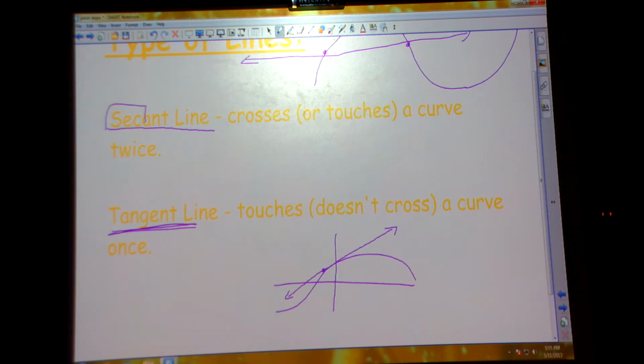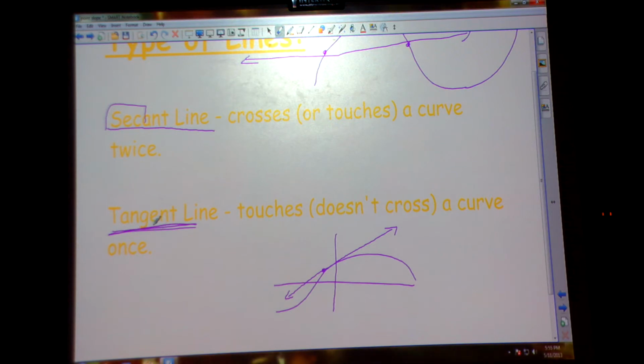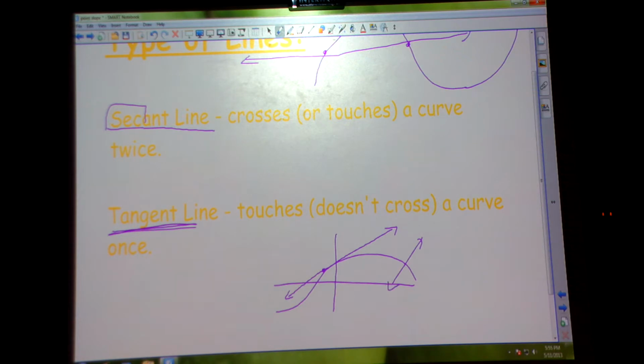So that's why we're covering this section, to get used to tangent lines and writing equations. But know the difference: a secant line touches a curve twice. A tangent line kind of grazes a curve. It does not go straight through it, though. It kind of grazes it on the outside.